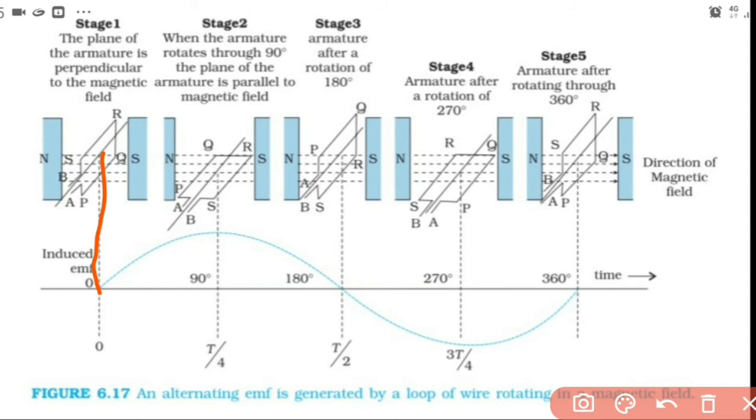And finally, when again the plane of the coil is perpendicular to the magnetic field, theta becomes 360 degrees and the EMF induced will be equal to 0, and hence current also will be equal to 0. So those different stages are given in this diagram.